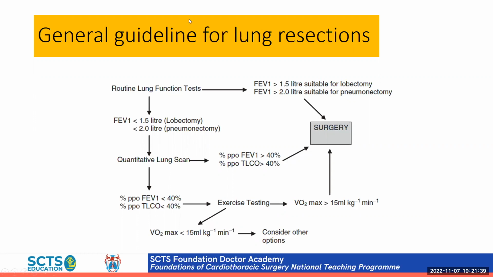But this is the rough guideline that we have followed for many, many years. So if you do your routine lung function and your FEV1 is more than 1.5, most likely this patient will tolerate lobectomy. And if it is more than 2 liters, most likely they will tolerate a pneumonectomy.